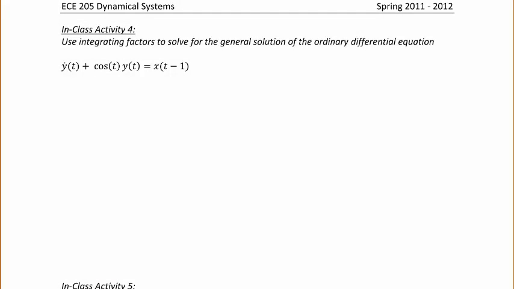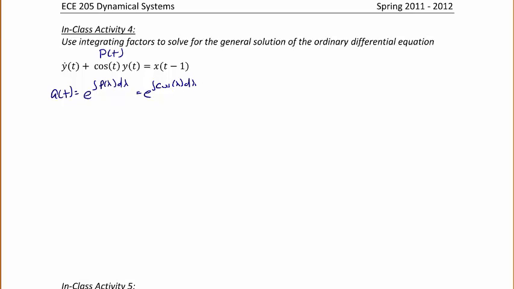So now let's do a couple of examples that use integrating factors, and this is where we will end the lecture for today. So use integrating factors to solve for the general solution of the ordinary differential equation y dot of t equals the cosine of t y of t plus x of t minus 1. So recall from the form that we had on the other page, p of t in this case is the cosine of t. So the integrating factor a of t would be equal to e raised to the integral of p of lambda d lambda, or e raised to the integral of cosine of lambda d lambda.